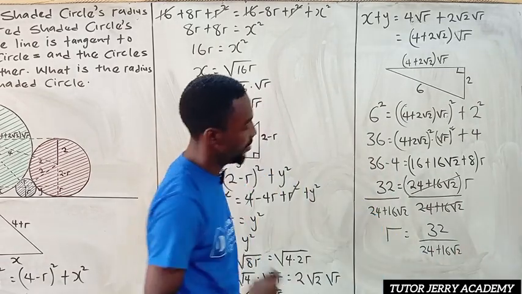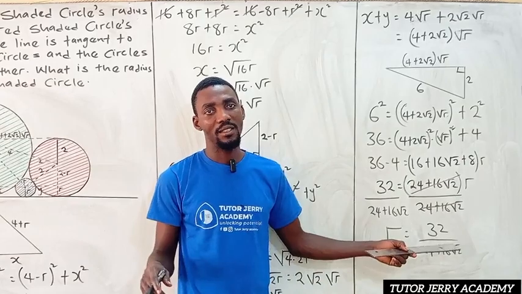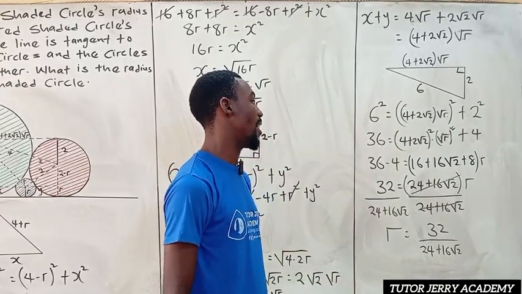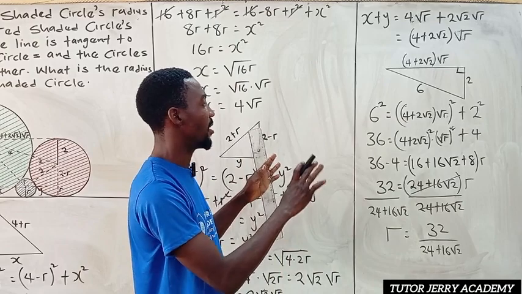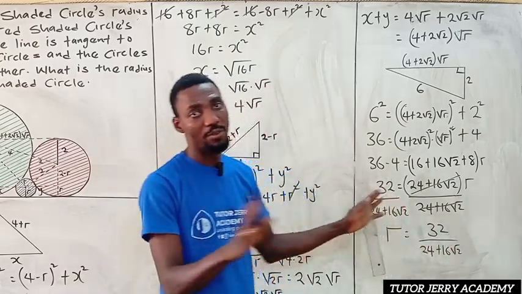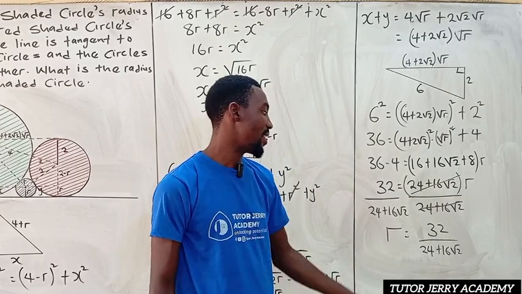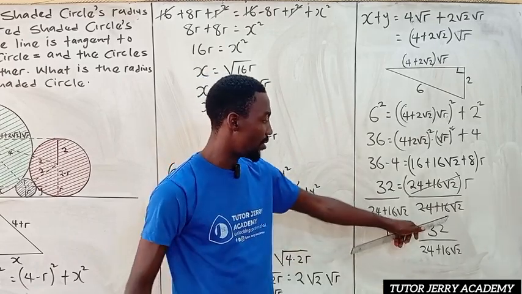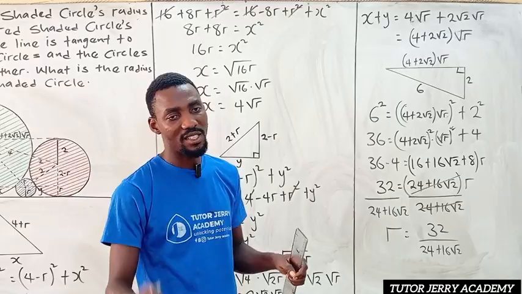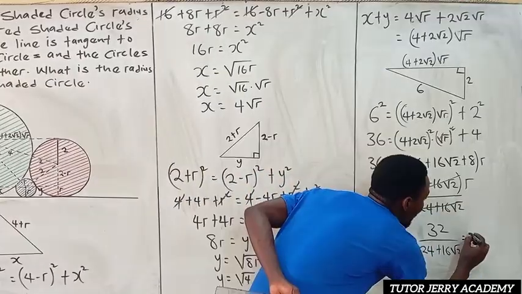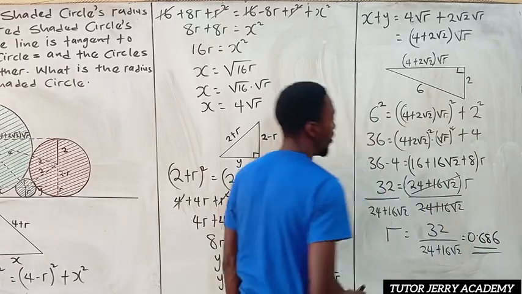All right. I know sometimes you can decide to leave your answer like this, or if you don't want to leave your answer like this, you can just press root 2 in your calculator, multiply by 16, add to 24, then after that 32 divided by your result, then you get your value of r, which is 0.686. All right. So this is the value of our radius.